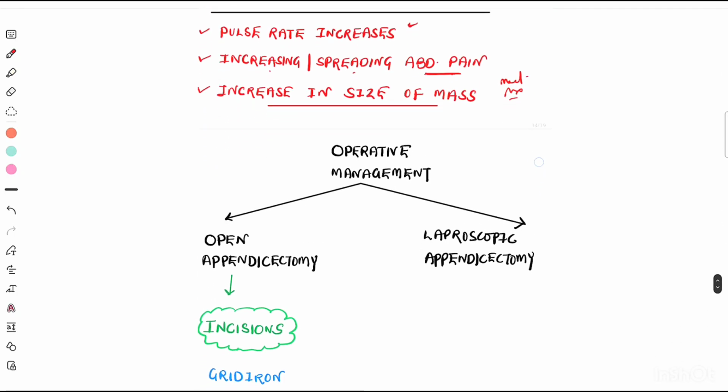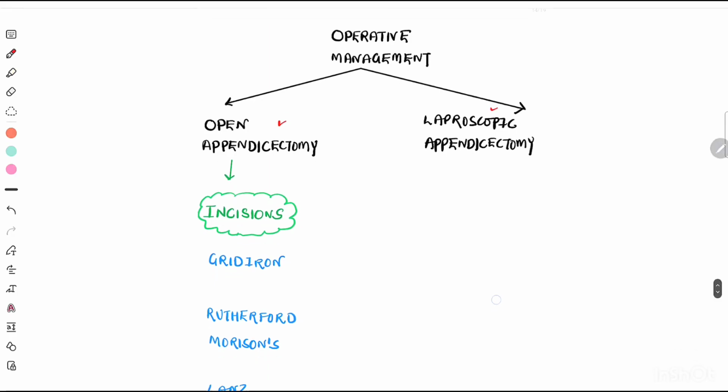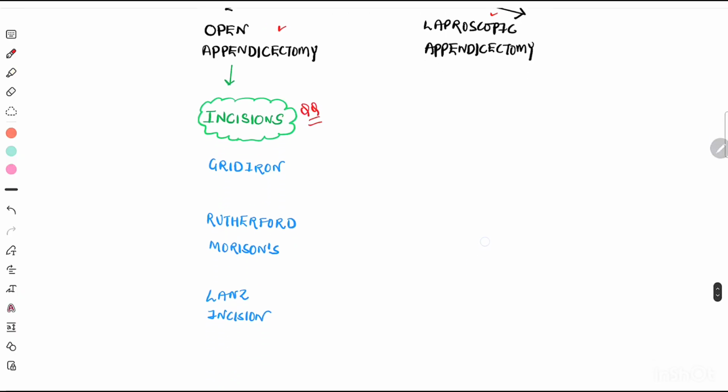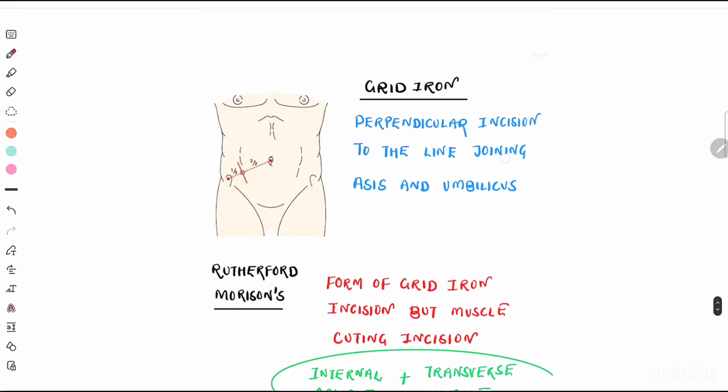In operative management, there are 2 options: open appendicectomy or laparoscopic appendicectomy. You have to know the incisions given in open appendicectomy. There are 3 types of incision: first is gridiron, then Rutherford, and then Lanz. Now we are going to discuss them with the help of images.